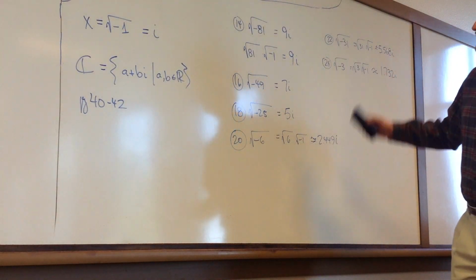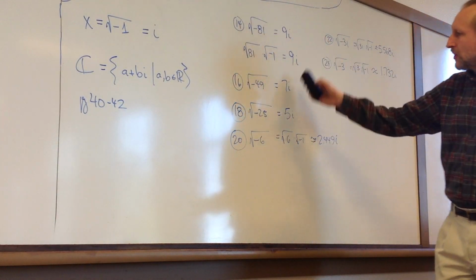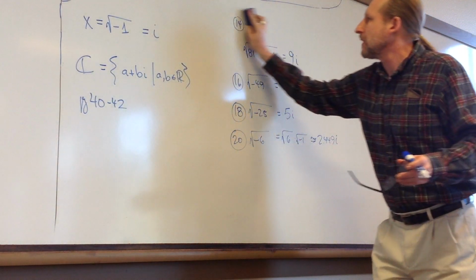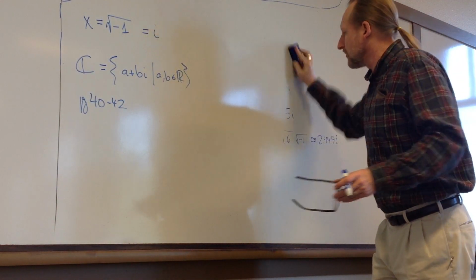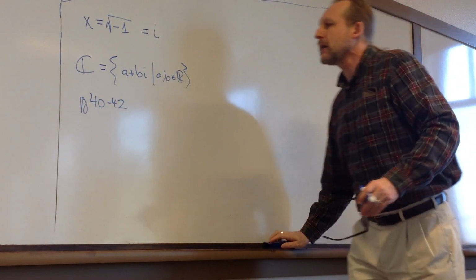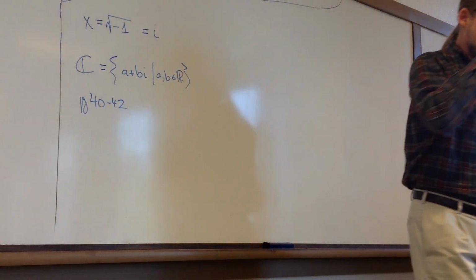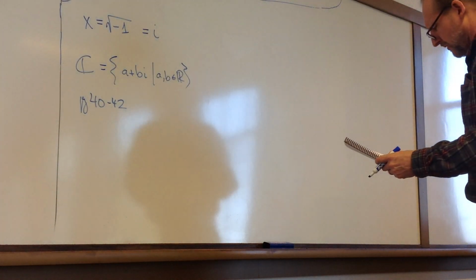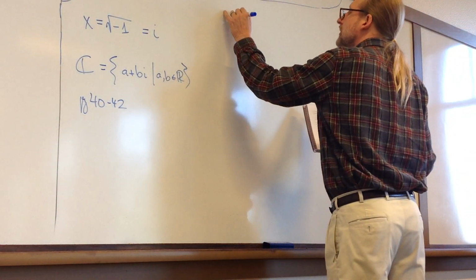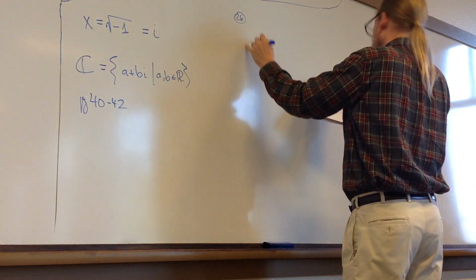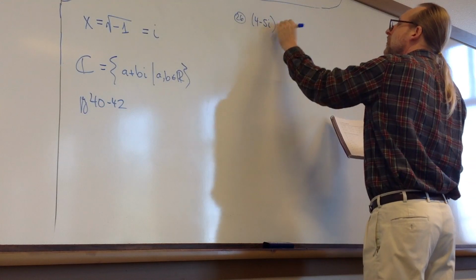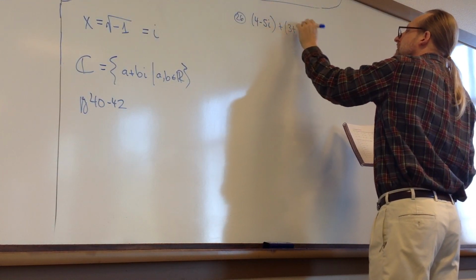Okay, so this is just expressing square roots of negatives using i. Because that's the standard way that people express complex numbers, as multiples of i or in a plus bi form. All right, now calculating with complex numbers. Let's see, if we look at problem 26, we've got 4 minus 5i plus 3 plus 9i.